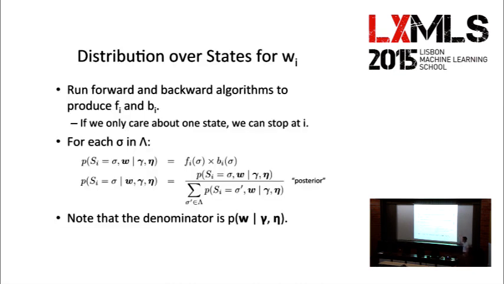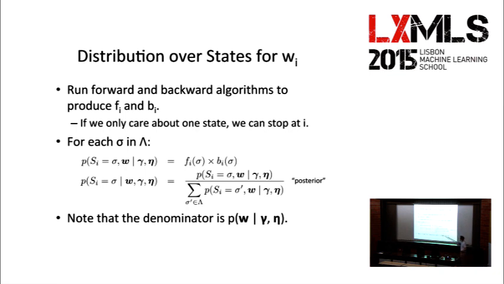OK, so here, if I want to know the distribution over the states for a particular word, what I do is I run the forward and backward algorithms, each on their own, and get the F_i and the B_i. And actually, you don't have to run the whole forward and backward algorithm. If you know that you only care about position i, you can run forward up to i and stop, and run backward up to i and stop. You don't need the other quantities. You only need to do the pre-calculation up to the point you need it.